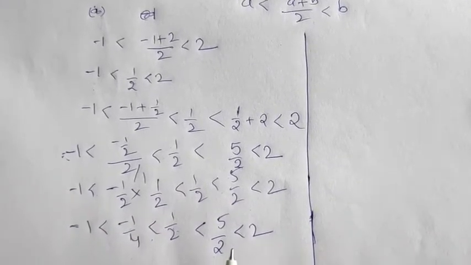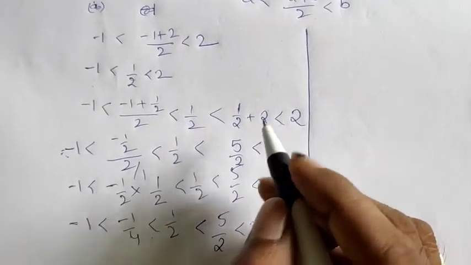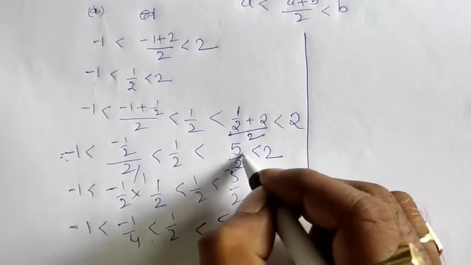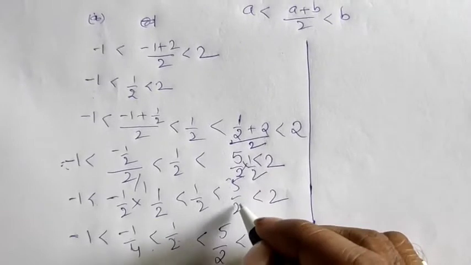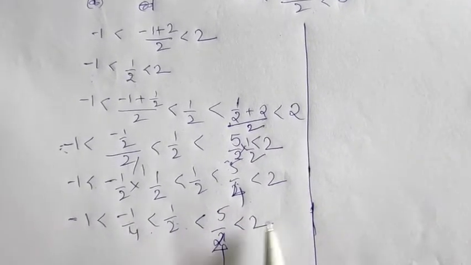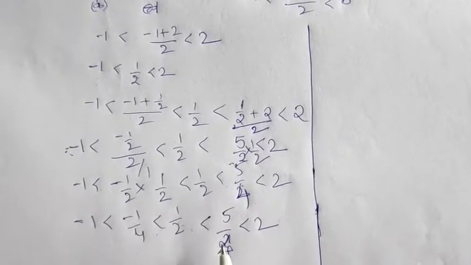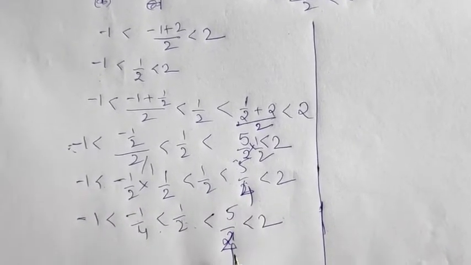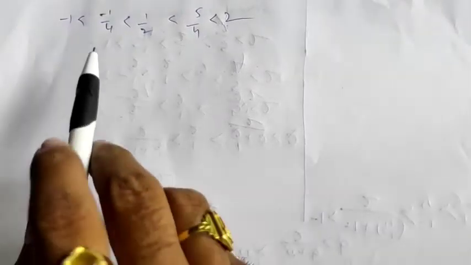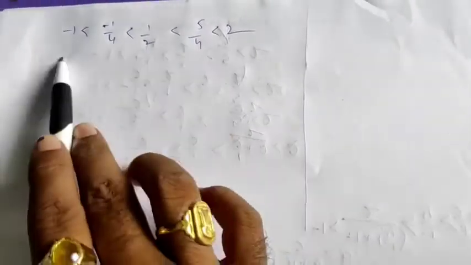I am sorry, here I have made a mistake, that is I did not divide by 2. So 5 by 2 I have to write. I am extremely sorry. So it becomes 1 by 2, it becomes 5 by 4. Yes, if you observe, it should lie between these two. But previously I had written 5 by 2. It is wrong. Now I have corrected it. Now we have got here 3 rational numbers between minus 1 and 2.